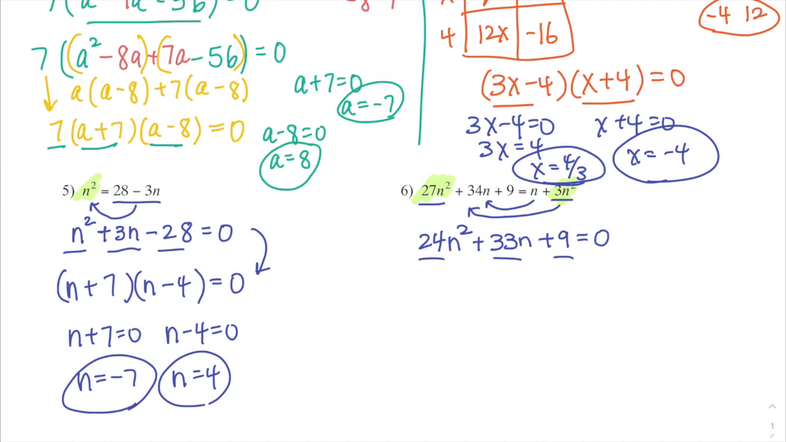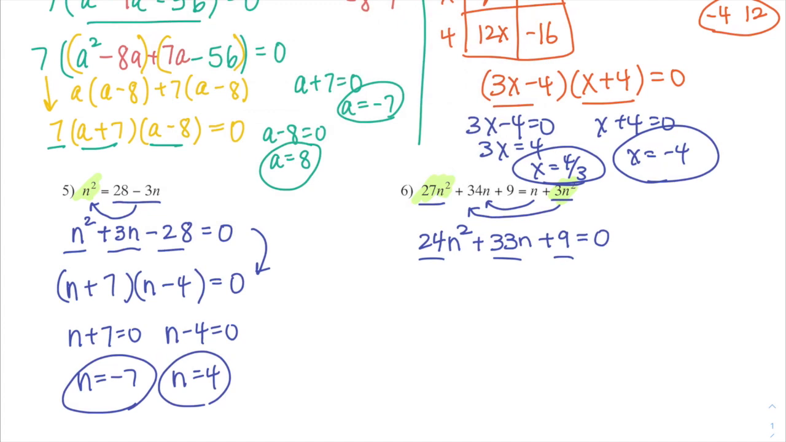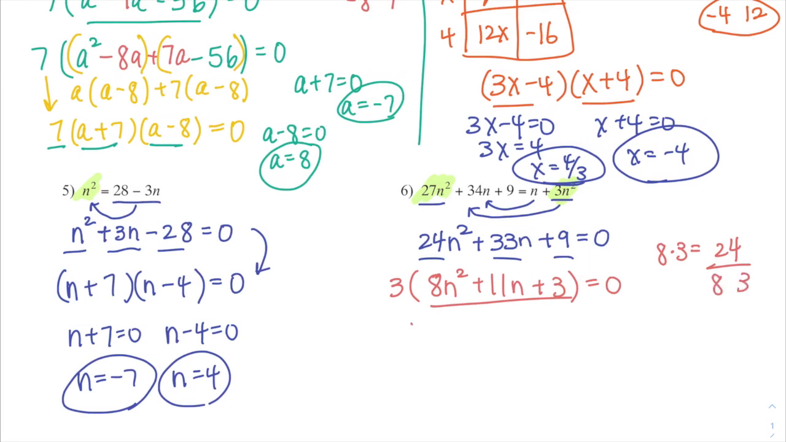Now in the last one, we have 24, 33, and 9. What is the GCF of those three numbers? 3. So we can at least factor out 3 to make our numbers smaller and easier to work with. So now we have numbers like 8, 11, and 3. So 8 times 3 is 24. We need factors of 24 that are going to add to positive 11. Well, that's going to be 8 and 3.